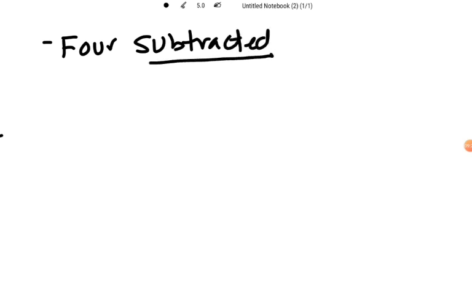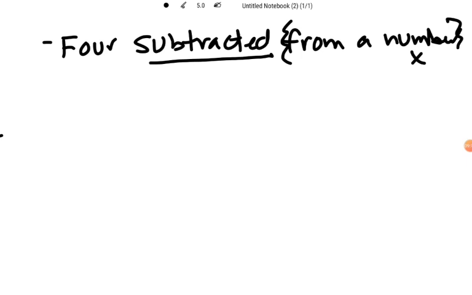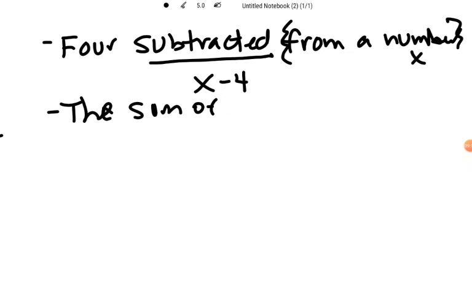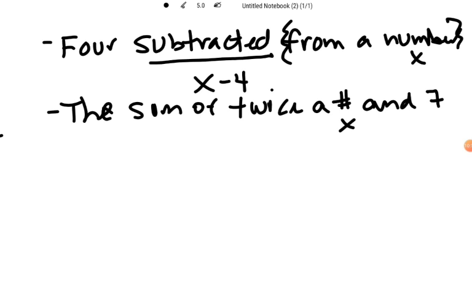Then we have 4 subtracted from a number. Okay, so our number is x, and we have that from a number. Remember, that's the turnaround. So x minus 4. The sum of twice a number and 7, so our number is x, twice the number. So that's going to be 2x, and the sum plus 7.